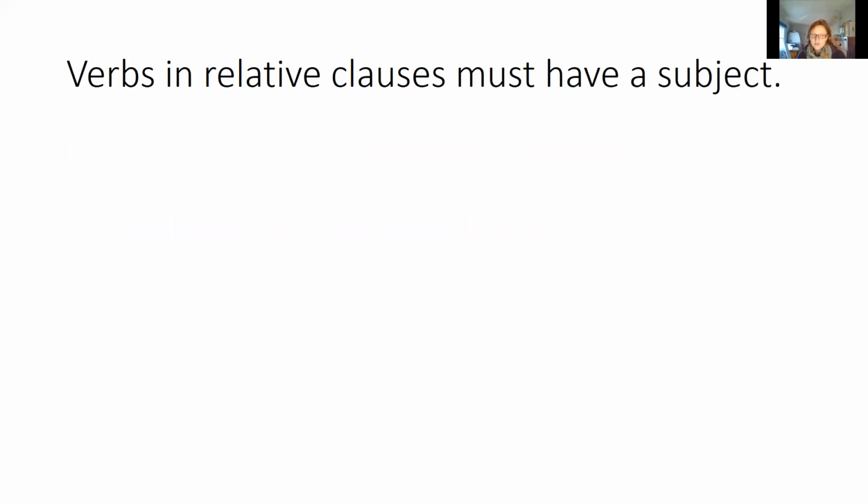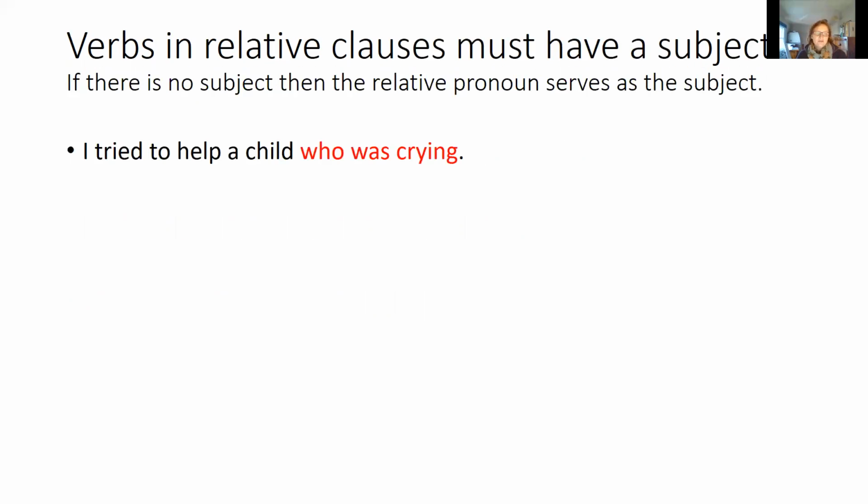Verbs and relative clauses must always have a subject. Sometimes there won't be one, and so you use the relative pronoun instead. So this one, I tried to help a child who was crying. So the main verb in your relative clause here is crying. Who was crying? The child. So we don't have child twice, so that the child was crying.